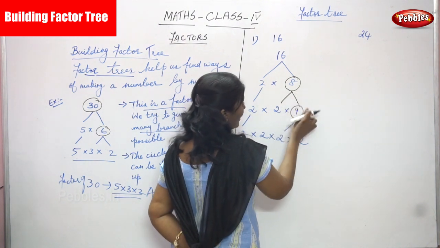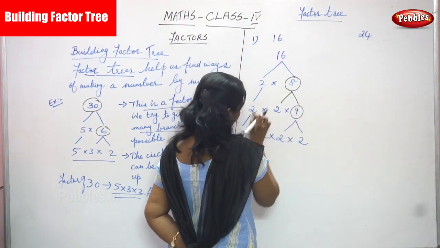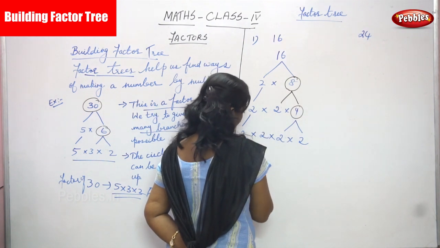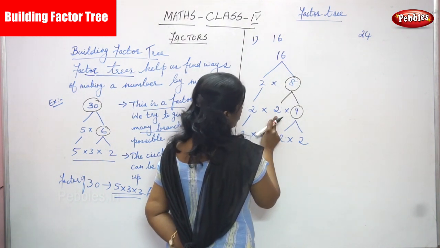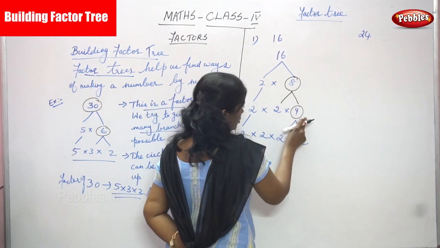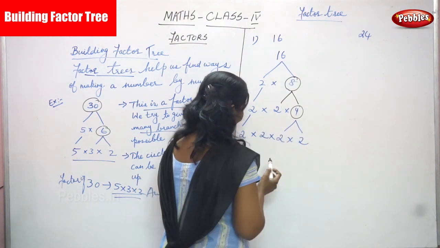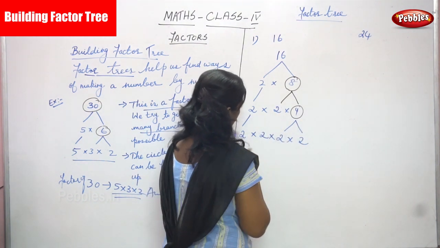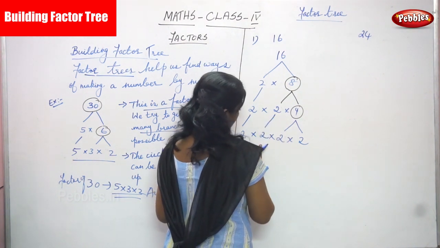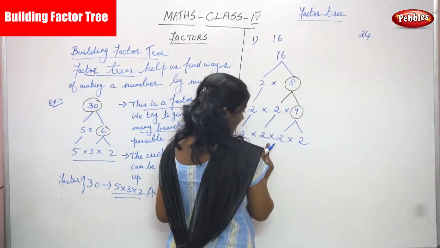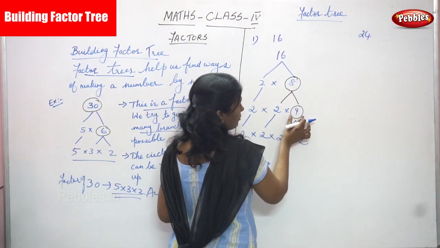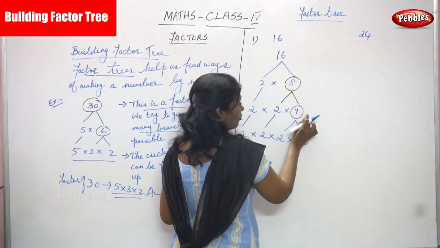So 2 into 4. Again I have to circle 4. So you have to write the 2 as it is. Then the multiplication sign you have to write. So you have to write the same 2 as it is, bring it down, and again you have to put a multiplication sign. Then 4, if I circle the 4, that means I am going to find the factor of 4.